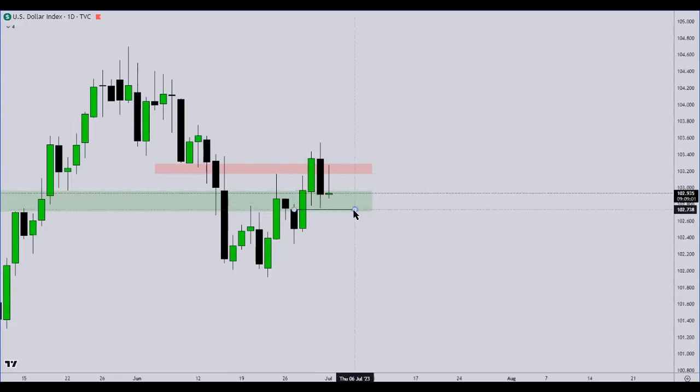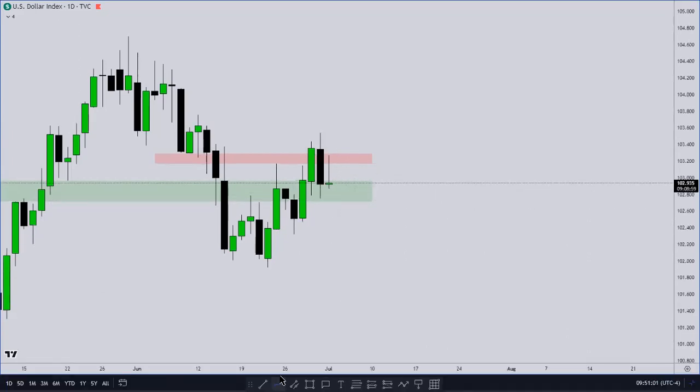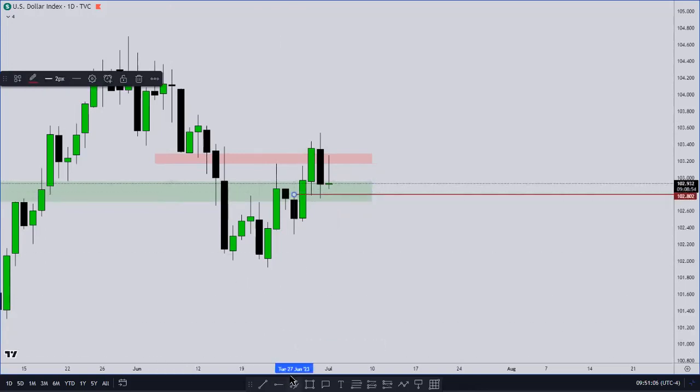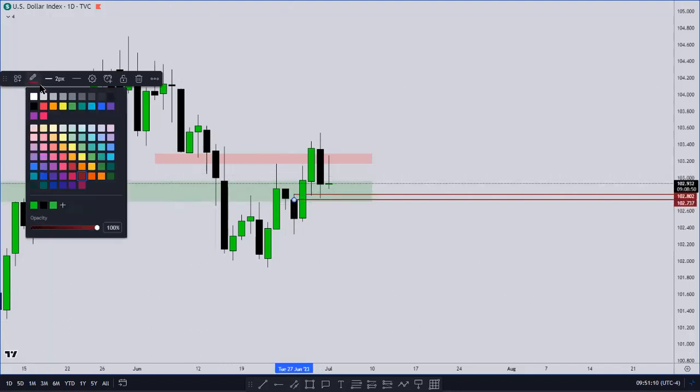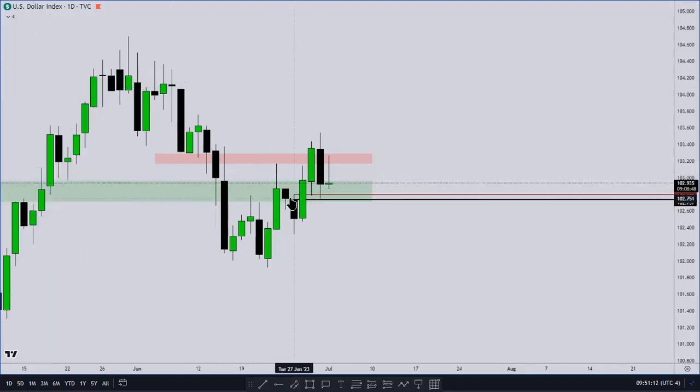So I just mark the two levels here, the high of this order block and the low and the open of this order block with horizontal rays. Maybe a little bit less dark.